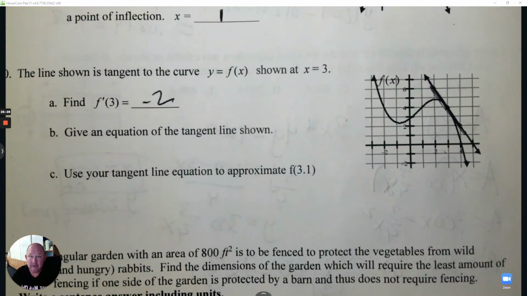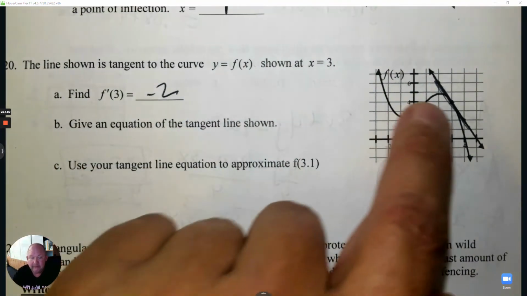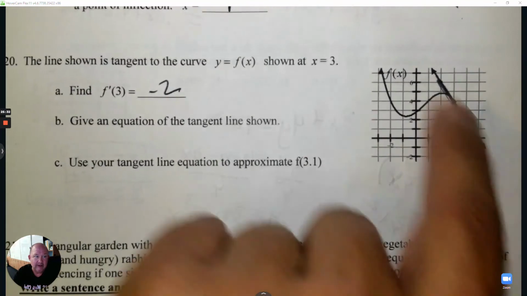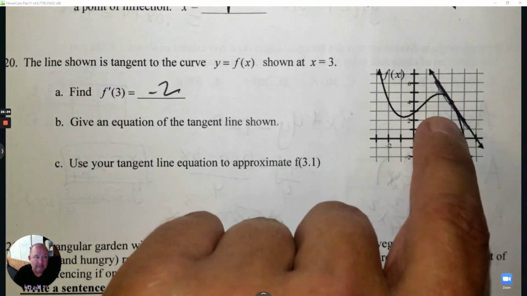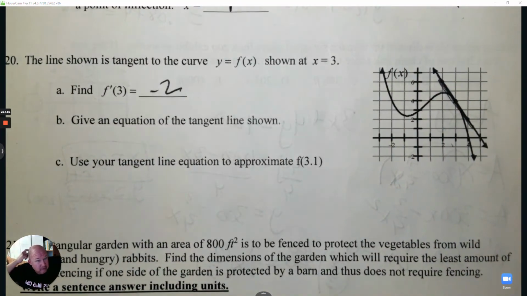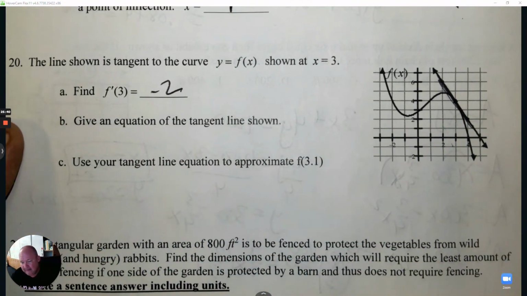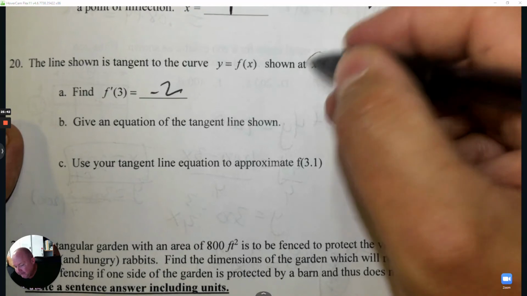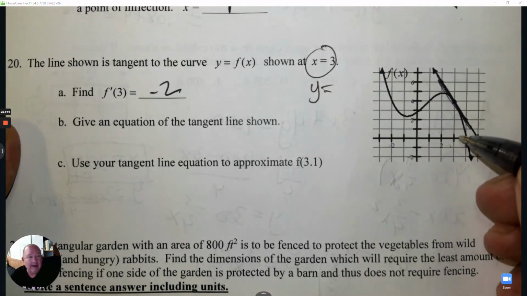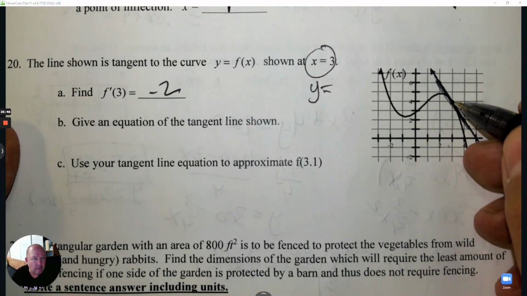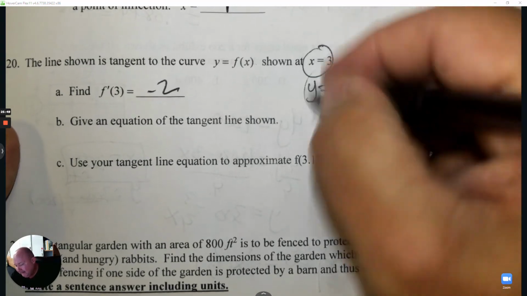That is the definition of derivative. The derivative is the slope of the tangent line. So that tangent line, the slope at that point is down 2 and to the right 1. Give an equation of that line. Well, I need a point, which I have here. We have x equals 3. What does y equal? It equals 4. So that's all I need with the slope. So it's y equals -2(x minus 3) plus 4, looking off the graph.